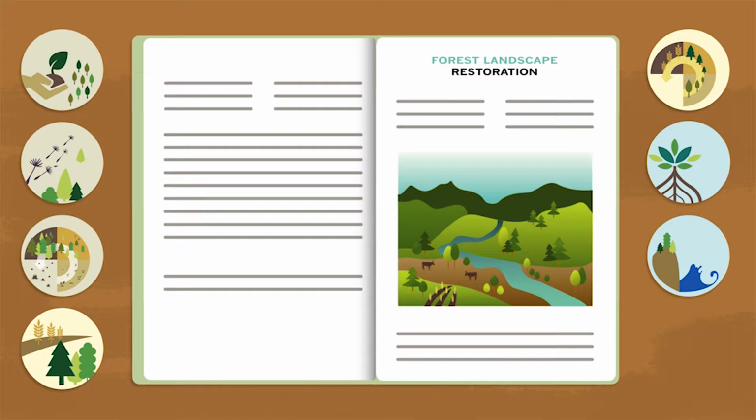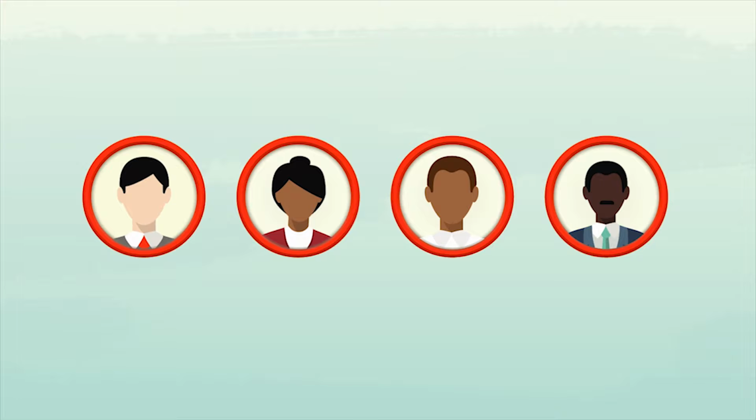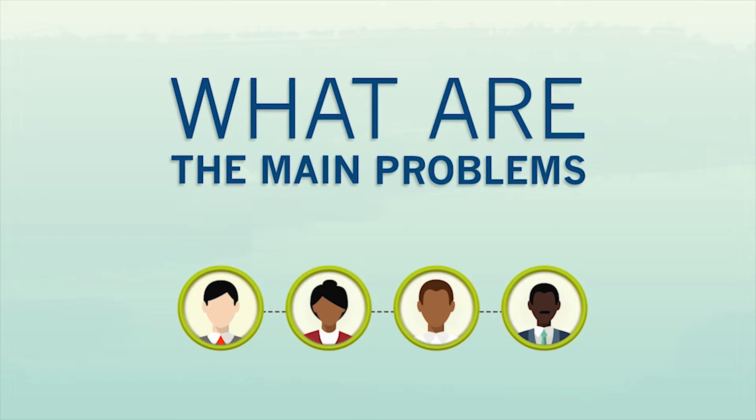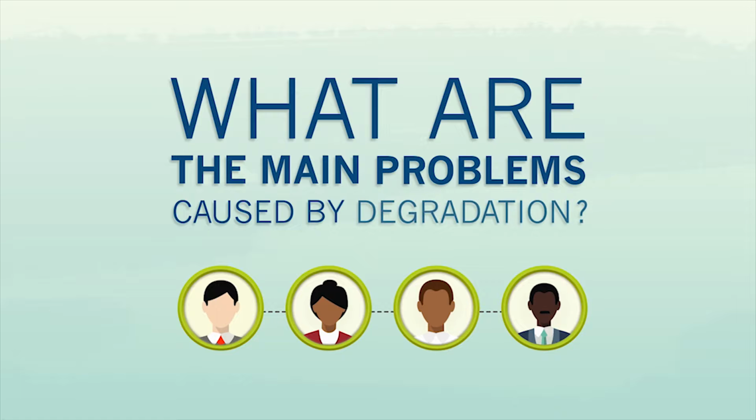energy, and water security. The process begins when an entity with the rights to manage land decides they might want to restore a portion of it. They will ask the question, what are the main problems caused by degradation? And they'll try to identify the goals of successful intervention.